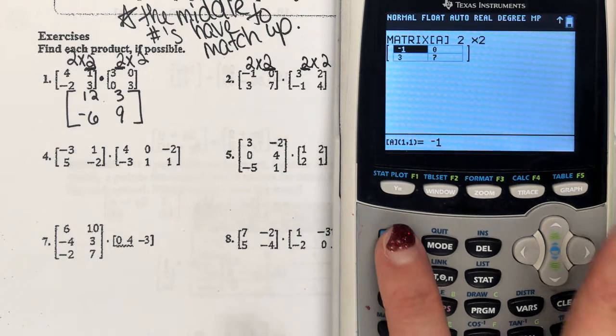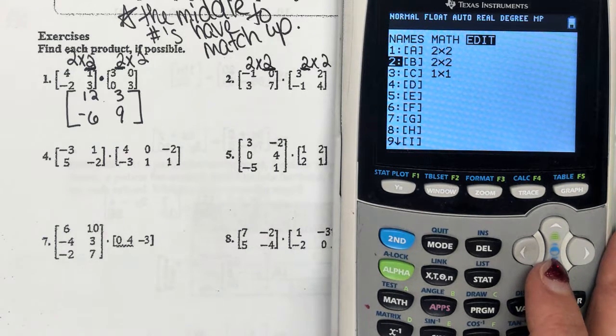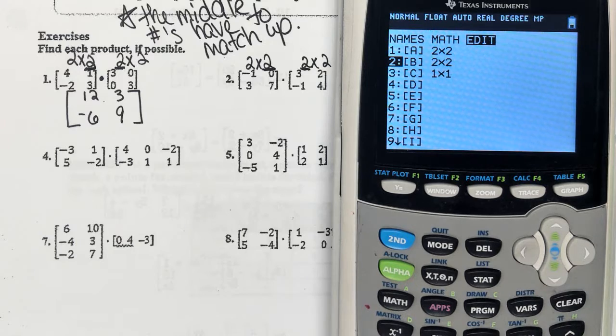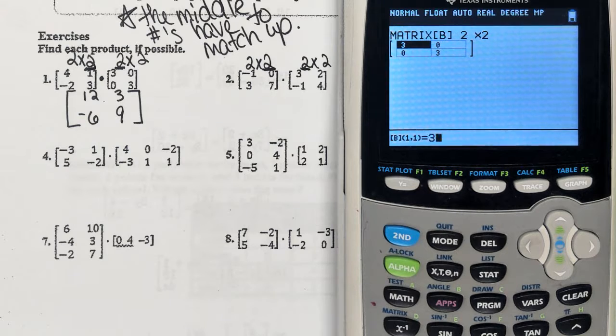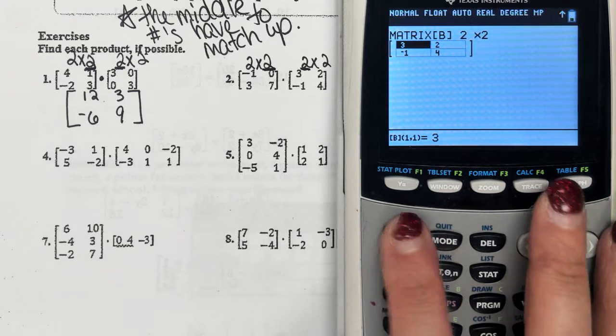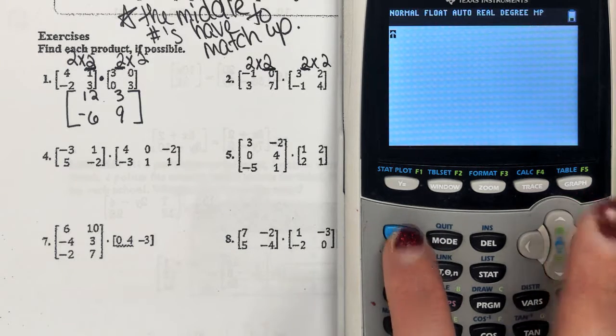All right, then we go back to second matrix. We go over to edit again, but this time we're going to edit the second one. We're going to edit matrix B. And it's also a 2 by 2. All right, and then how do we get out of edit mode? Second quit, second mode, whatever you want to call it. Those two buttons.